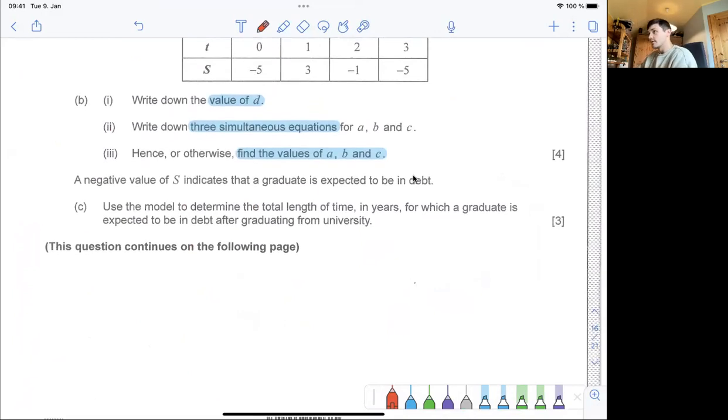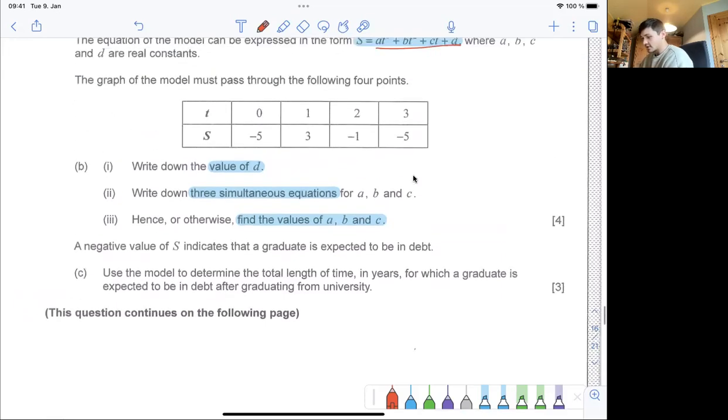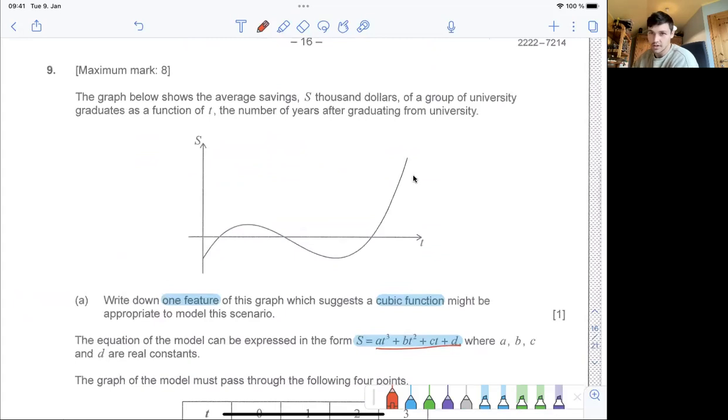Right, so now a negative value of S indicates that a graduate is expected to be in debt. Use the model to determine the total length of time in years for which a graduate is expected to be in debt after graduating from university. If we go back up to our graph here, essentially what this question is asking us to find is the total amount of time that this graph is below the x-axis, or the t-axis, if you will. That is this time here. So how long is that time there? And then also how long is this time here?